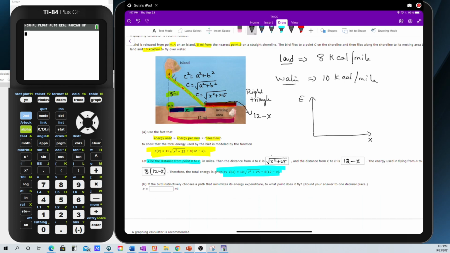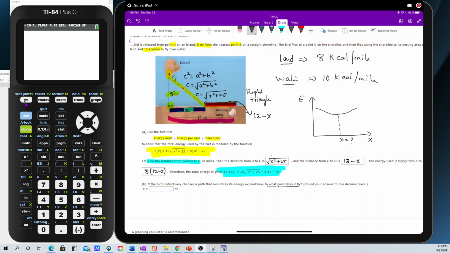Okay, so now the next part of the question, B, is asking if the bird chooses a path that minimizes the energy expenditure, to what point does it fly? To what point does it fly? So technically what it says is if I take this energy equation and graph it, I might graph a point where I'm going to have a minimum value or a minimum E value, and it's asking what this x is. That's what the question is. Okay, so in order to do this particular problem, the best bet would be to graph this function.